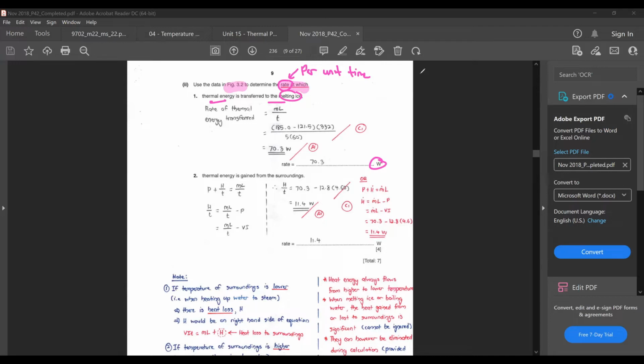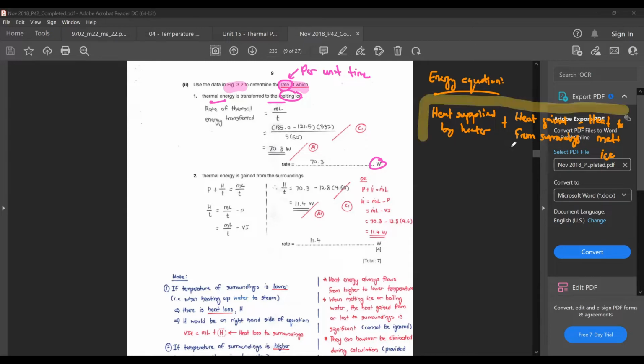Now this one you actually don't need to use your energy equations like you did last time. Last time we mentioned to you that if you're talking about the energy equation, for the case of melting ice, heat supplied by heater plus heat gain from surroundings will be equal to the heat to melt the ice. Okay, now you don't really need to use this equation at this stage, not yet. All right, the question is asking you thermal energy transfer to the melting ice. They're actually asking you to find this one.